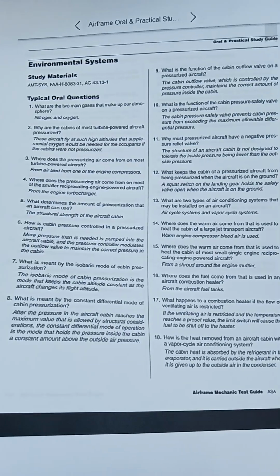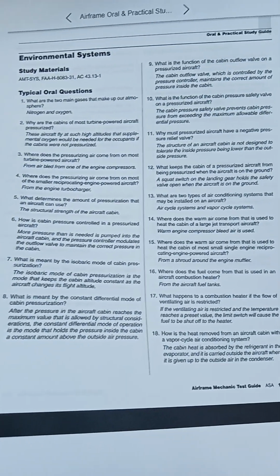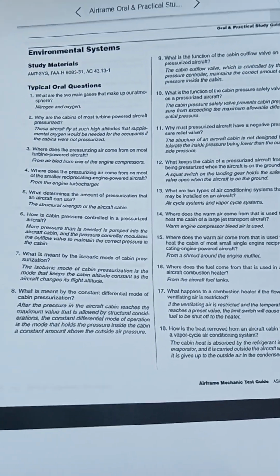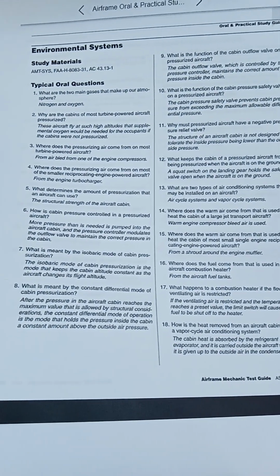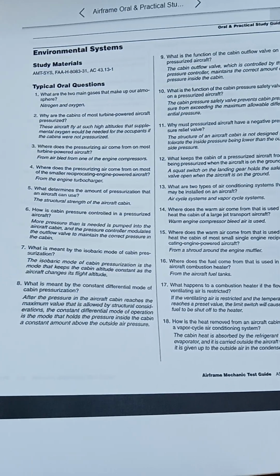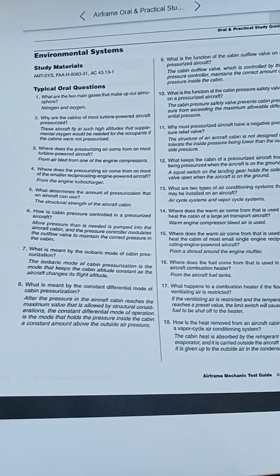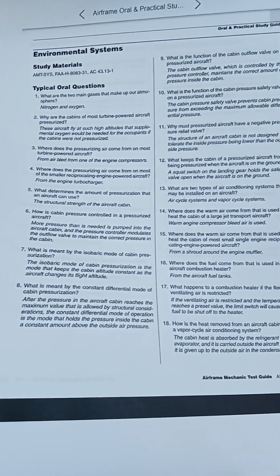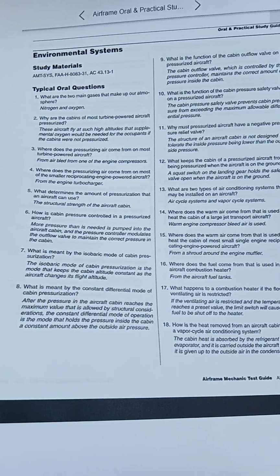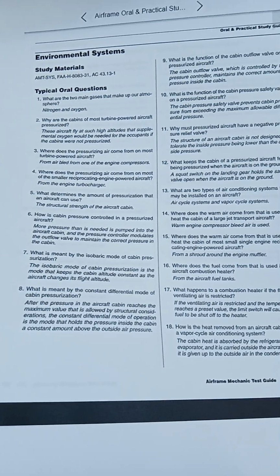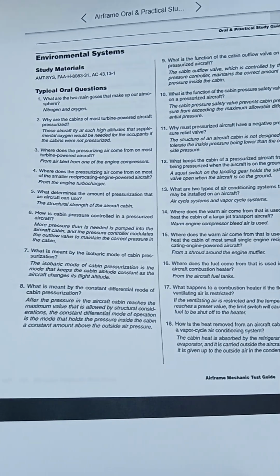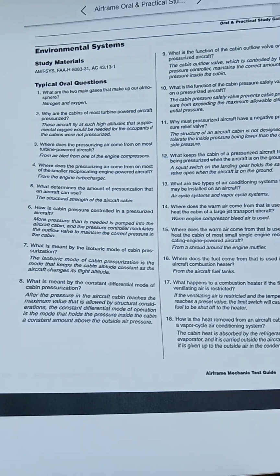Environmental systems. What are the two main gases that make up our atmosphere? Nitrogen and oxygen. Why are the cabins of most turbine-powered aircraft pressurized? These aircraft fly at such high altitudes that supplemental oxygen would be needed for the occupants if the cabins were not pressurized. Where does the pressurizing air come from on most turbine-powered aircraft? From bleed air from one of the engine compressors.